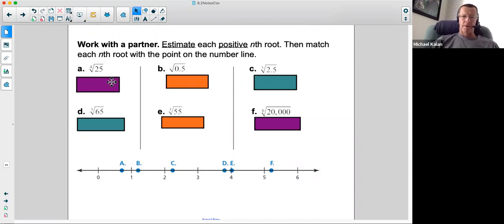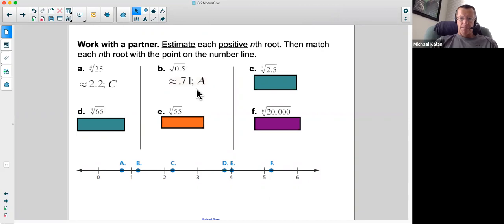Well, let's see. Yeah, about 2.2, right? 2.2 times 2.2 is about 5, and that's about where C is. What about to get a decimal, a number less than 1 but greater than 0? Is the square root of 0.5 going to be a bigger number or a smaller number than 0.5? Remember, when you multiply a decimal by itself, you get a smaller number, right? So it's actually going to be bigger. So hopefully you thought about 0.71, right?